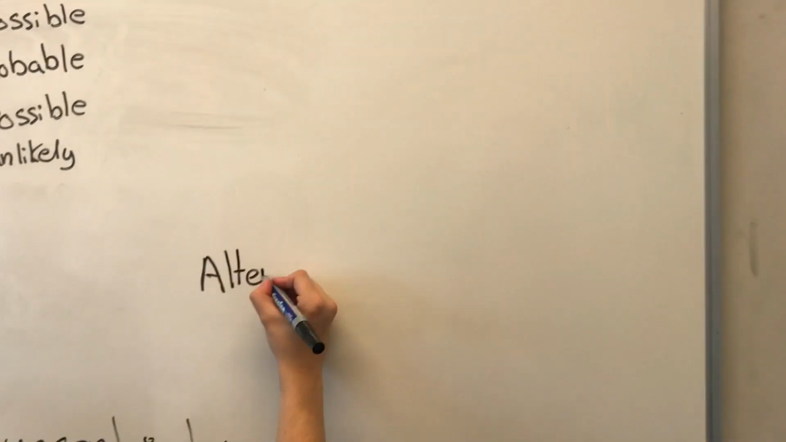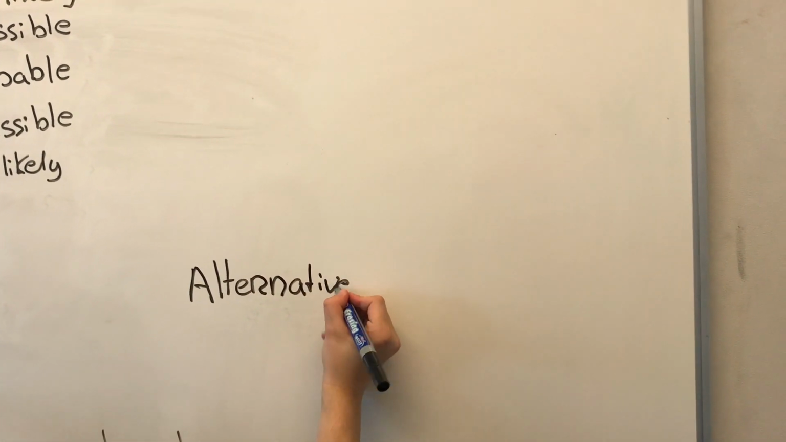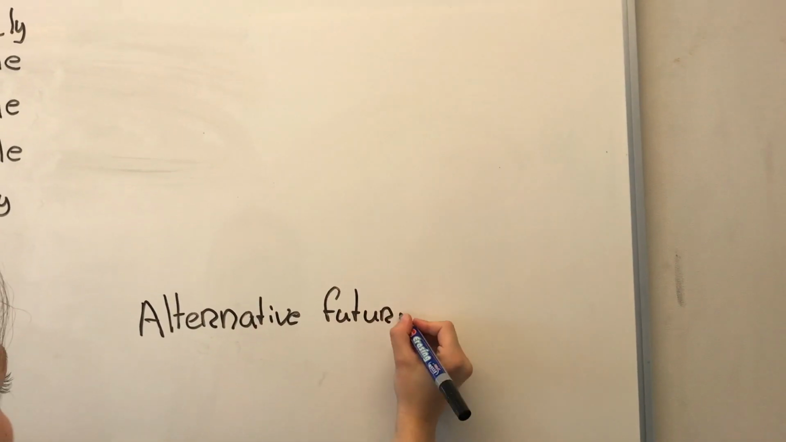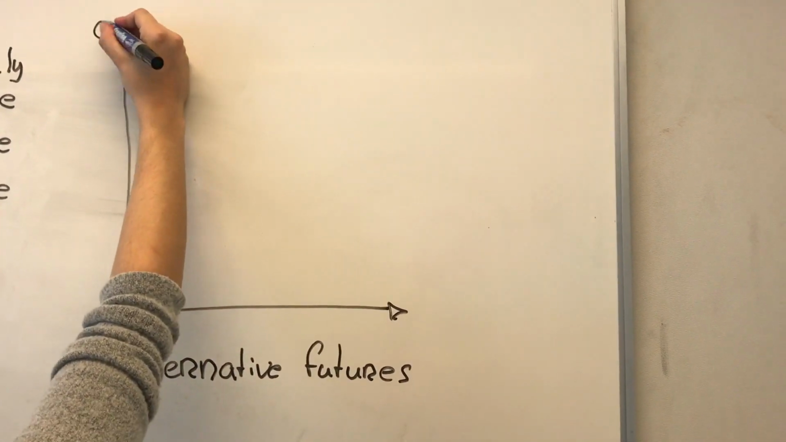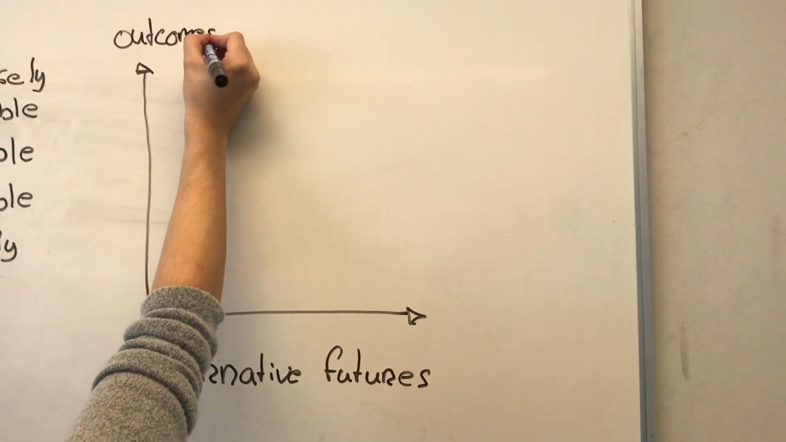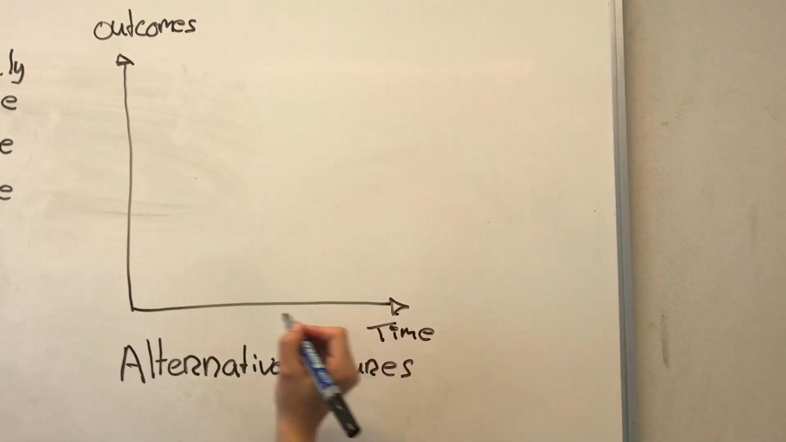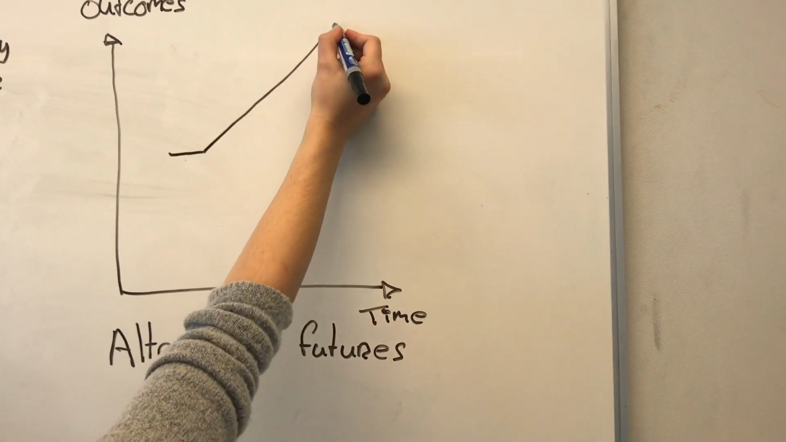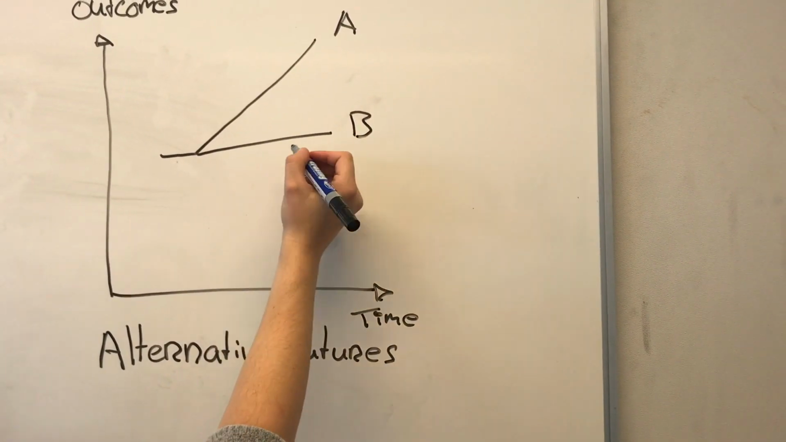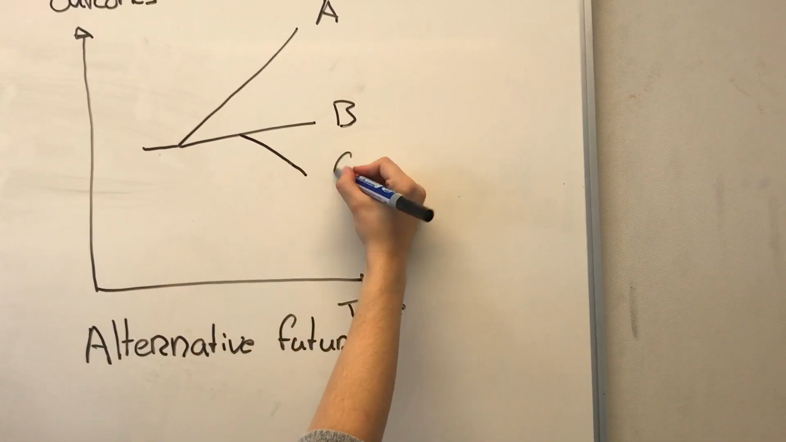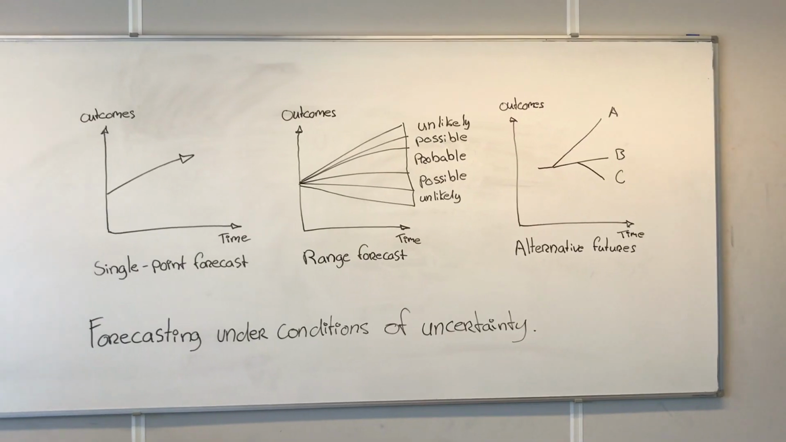And finally, we have alternative future forecasting, which typically involves even less certainty than range forecasting and focuses on a set of possible yet distinct futures. Instead of a continuously graduated range of likelihoods, alternative futures are discontinuous; they happen or they do not, with radically different outcomes.